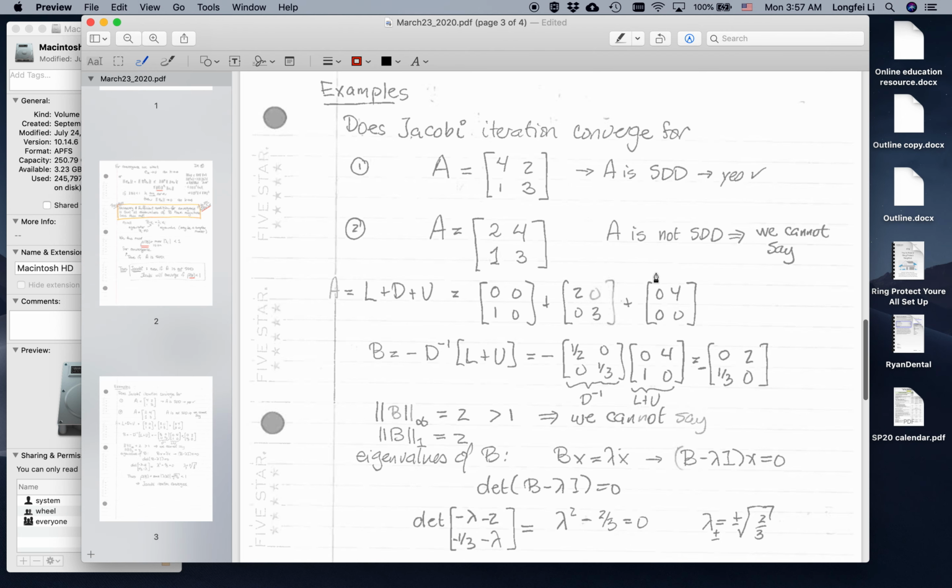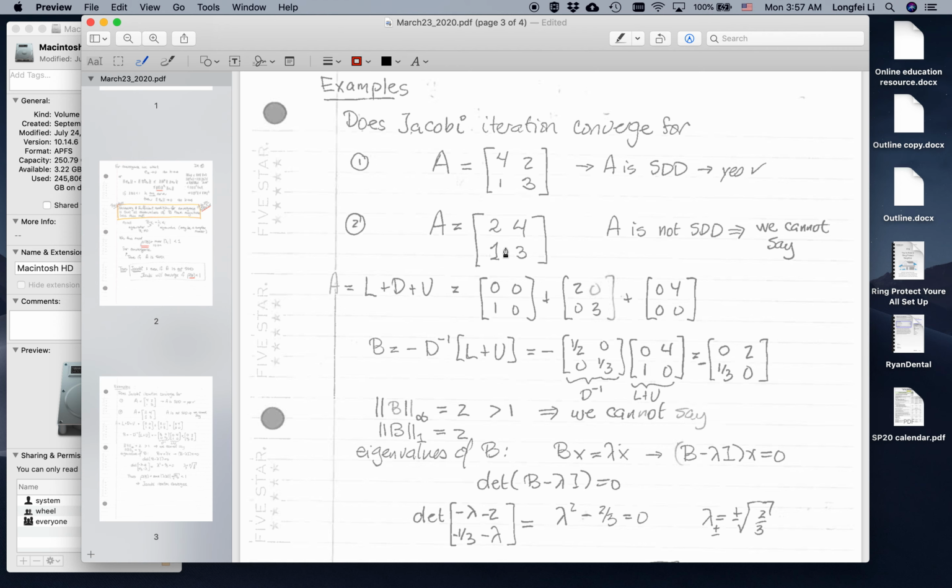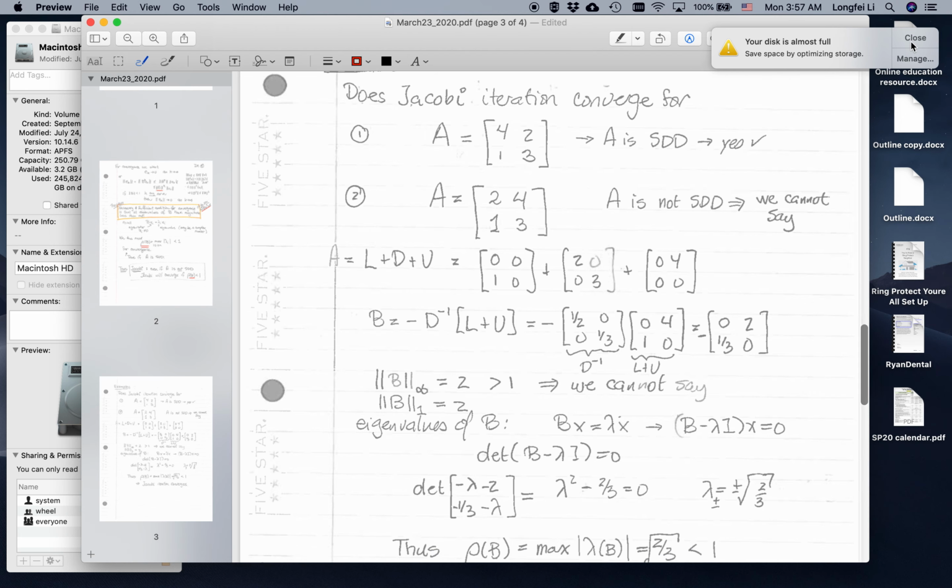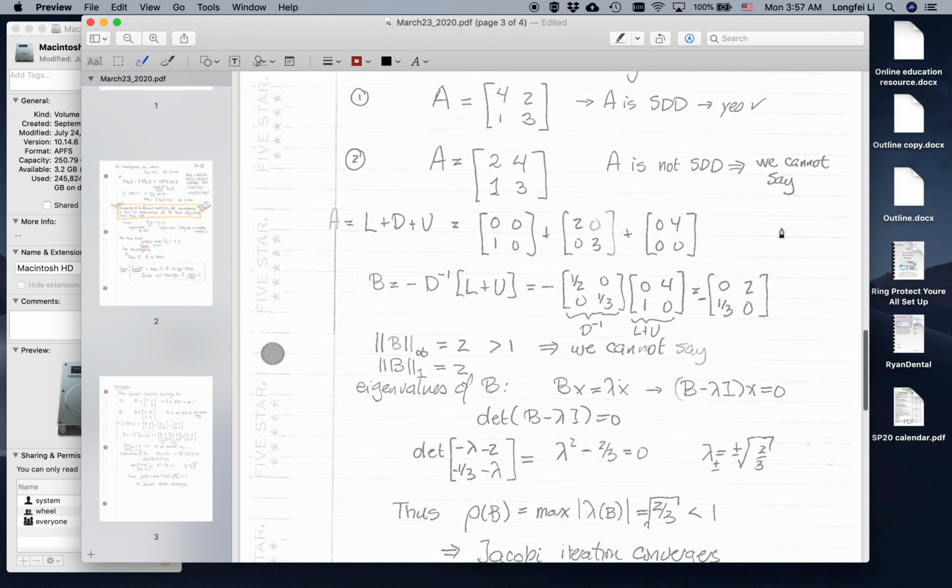That's correct. And let's look at this one. This is 2, which is less than the off-diagonal. And this one is 3, which is greater than the off-diagonal. Not all of them satisfy the SDD condition. Therefore, this is not SDD, so we cannot say whether or not this will converge.